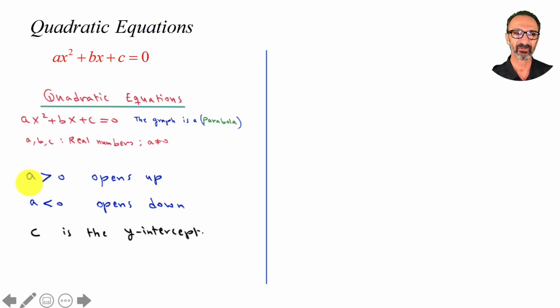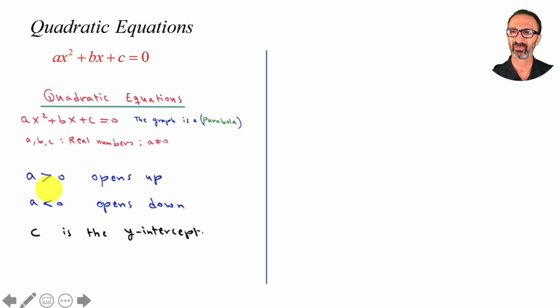Quick comments: if a is positive, the parabola is going to open up. If a is negative, the graph is going to open down. And here's another hint that's good to know when you graph. C is always the y-intercept. I don't see it repeated a lot in books this way, but imagine when you cross the y-axis, your x is 0. So this cancels, and that's what stays with you. C is the y-intercept.